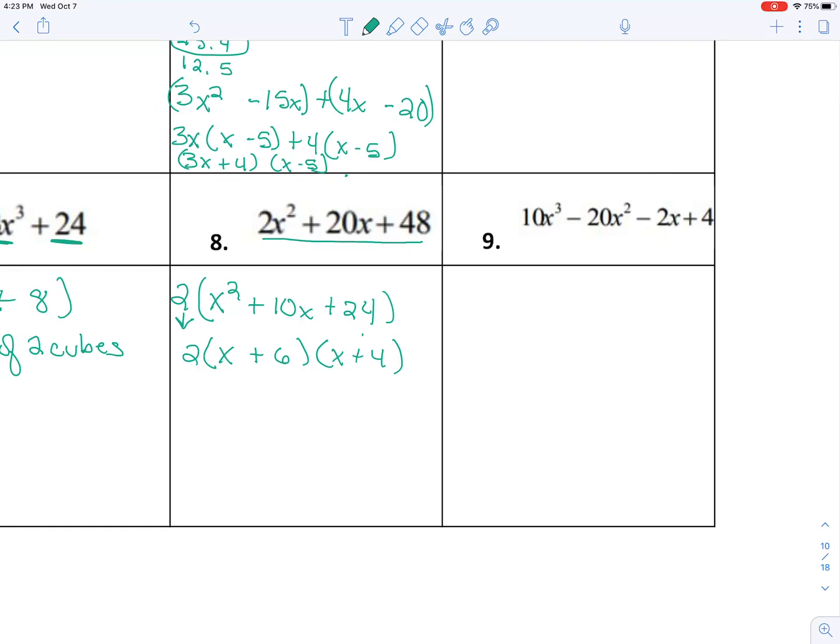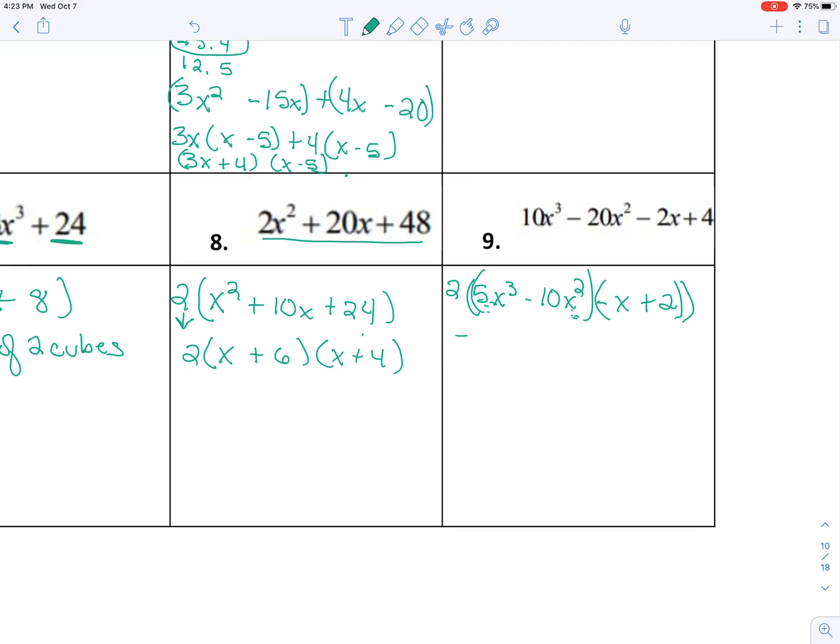Alrighty. Number 9. What's the first question we ask? You've got it. Is there a GCF? There is a GCF of 2. So this becomes 5x cubed minus 10x squared minus x plus 2. Okay? So then my next question is, can I factor it again? Well, it has 4 terms. Let's see if I can factor by grouping.